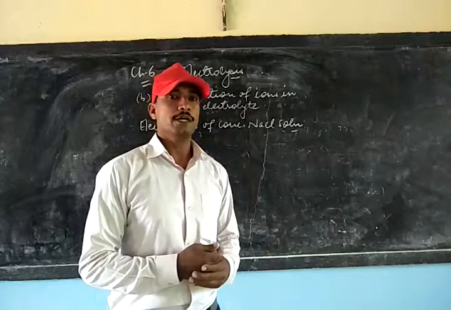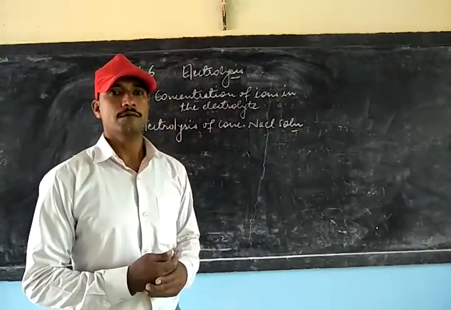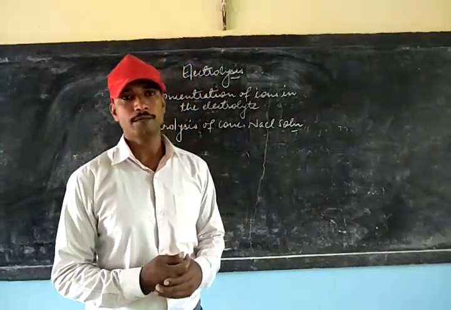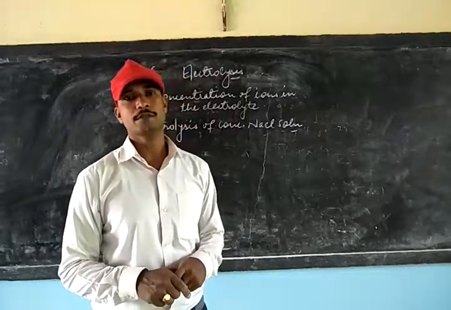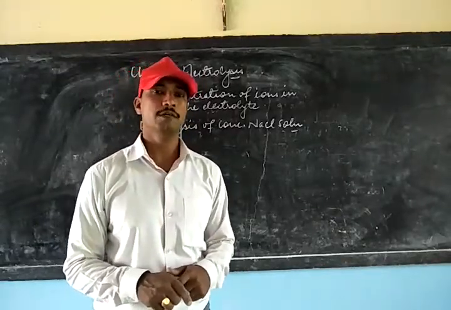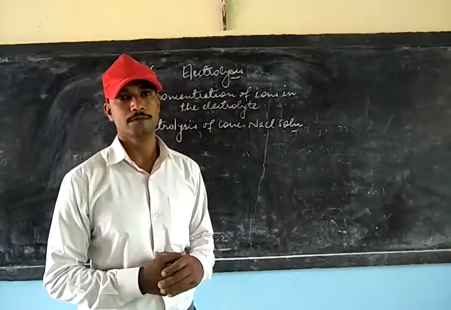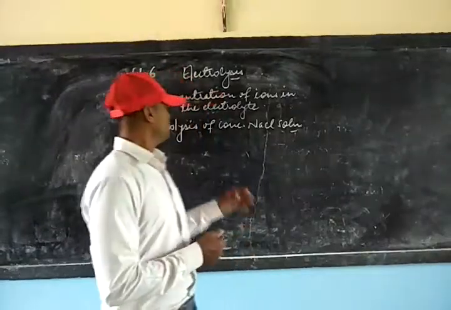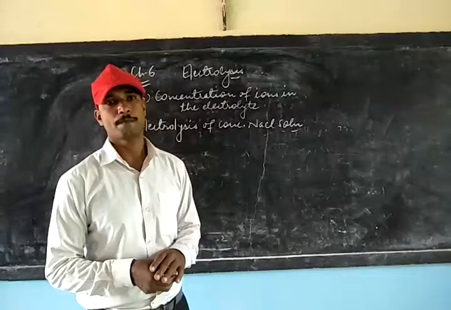When the solution contains more concentration of any particular ion, then the preference should be given to that ion which is highly concentrated, and discharging of that ion will be done first. Let us try to understand this with an example of electrolysis of concentrated sodium chloride solution.